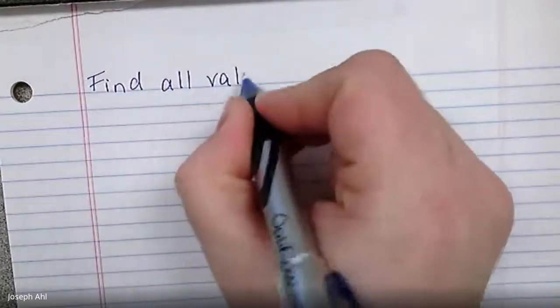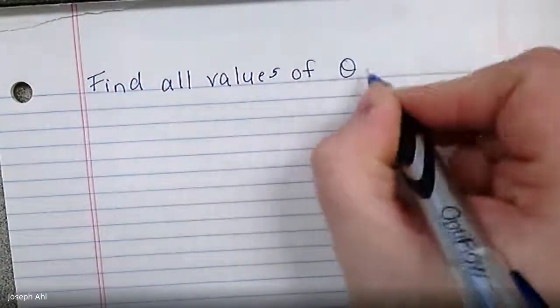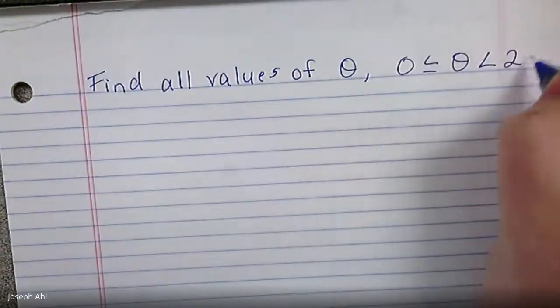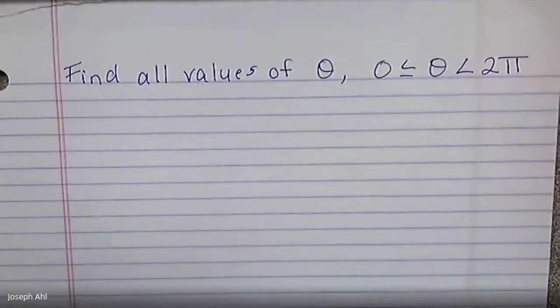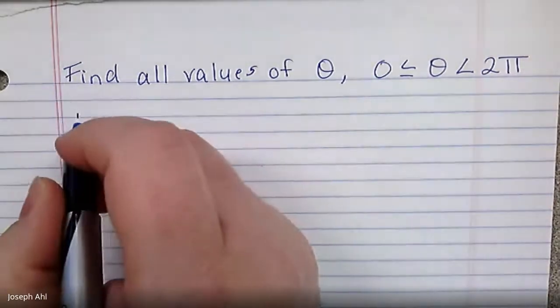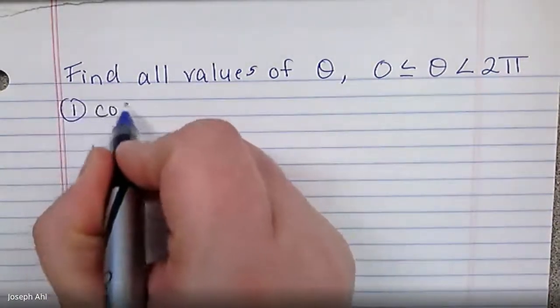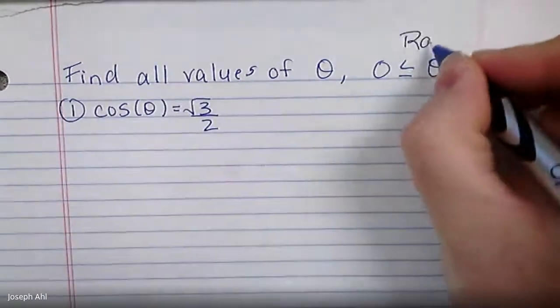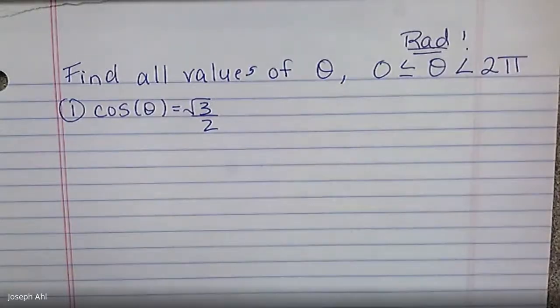We're still going to find all values of theta. But I'm going to change up how we're defining theta. We're going to define theta this time to be an angle from 0 to 2 pi. So it's the same exact process that we were just looking at. However, my answers in the end have to be in radians. Okay. So we're going to try our best to keep things in radians. We'll see how well we do with that.